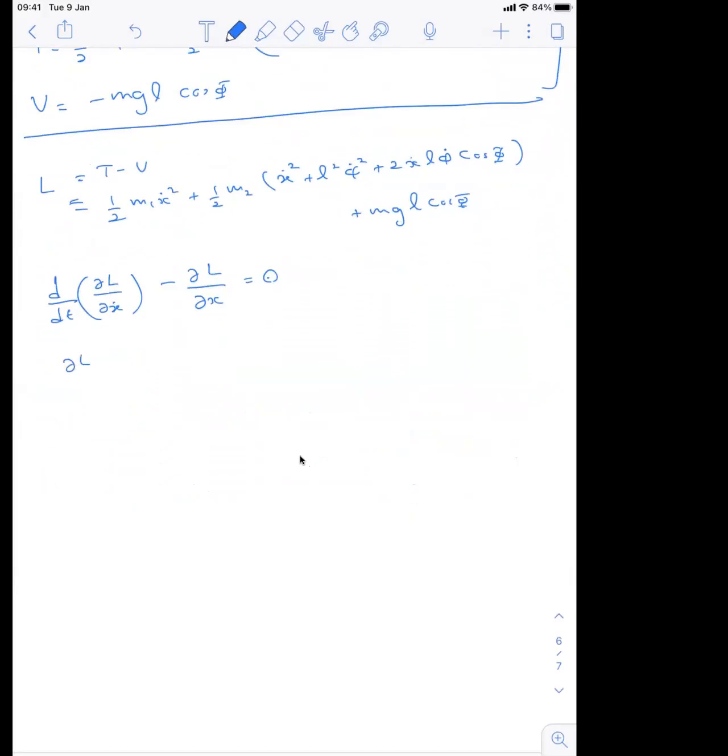So let's look at what is dL by d x dot. From L, here you will get M1 x dot plus, the only term that comes from here, M2 x dot plus M2 L phi dot cosine of phi. So that's dL by d x dot. Can anyone tell me the answer for dL by dx? What is this answer?